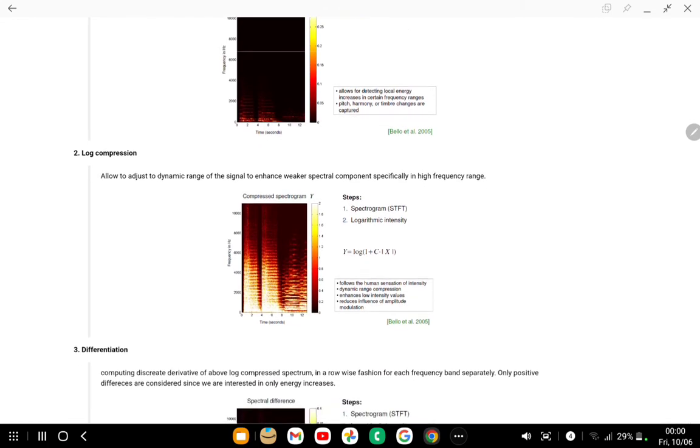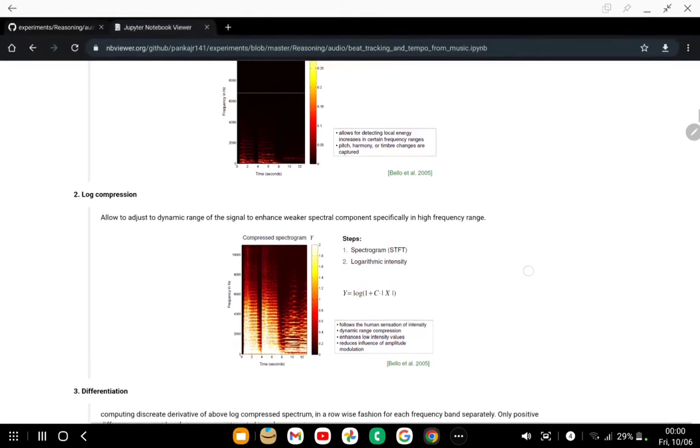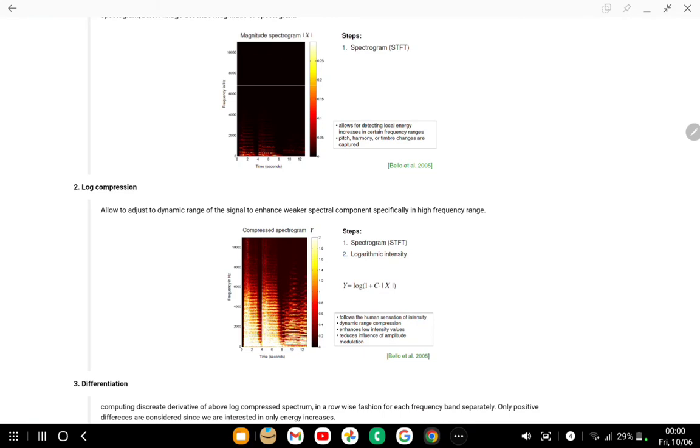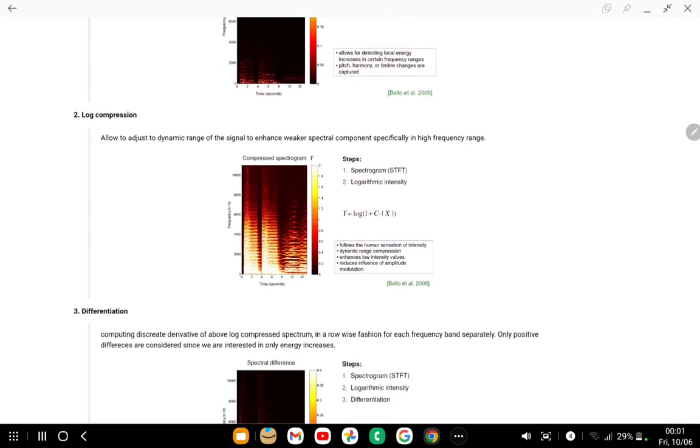And now the next step is we are going to apply log compression on our spectrogram. What is going to happen here is the log compression is going to enhance the weaker spectral components, especially in the high frequency range. For example, in this image, you can see that only the lower frequency components are active, with the higher ones in darker shades, or not active at all. But after applying log compression, you can see the whole spectrum changes. The vibrancy comes into the picture, and now the higher frequency components are active.